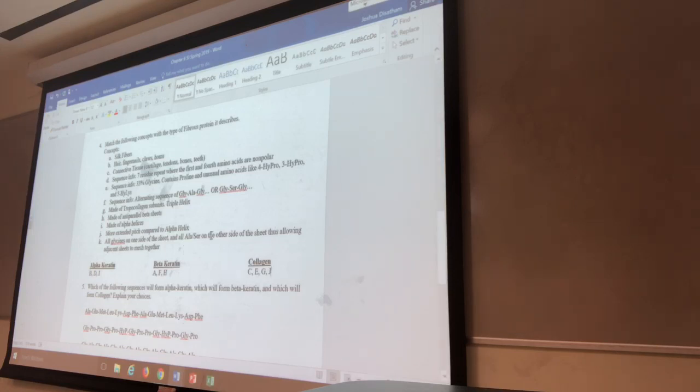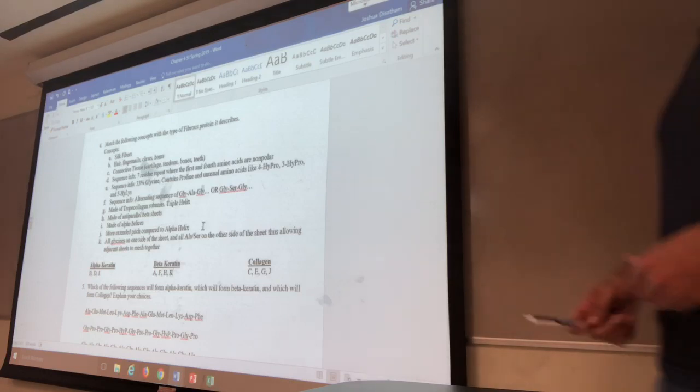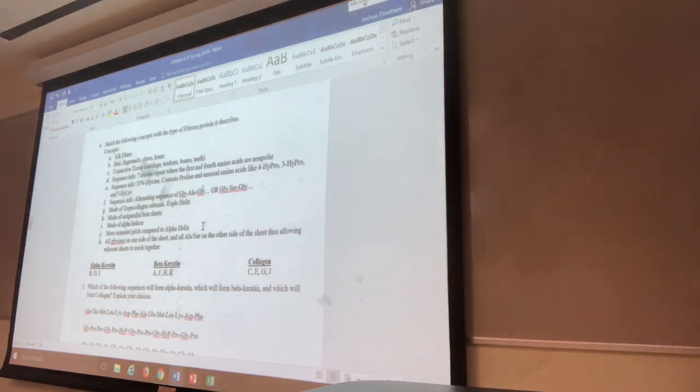Lastly, which one of these has a bunch of glycines on one side of the sheet and has either alanines or serines on the other side of the sheet? If we look at a picture of beta keratin, it'll look exactly like that, where all the glycines in the alternating pattern are on one side and everything else is on the other side. All right.